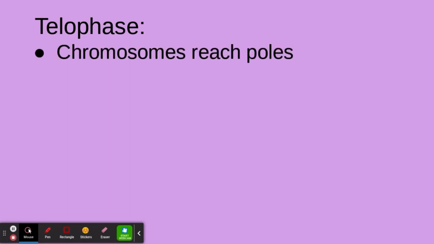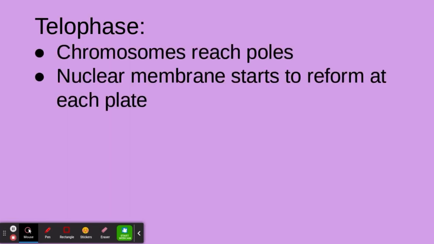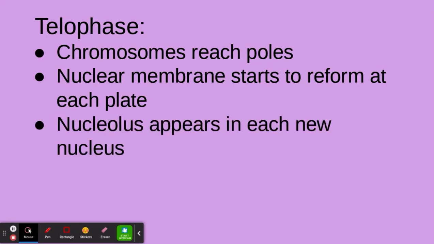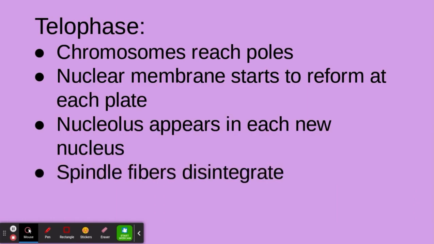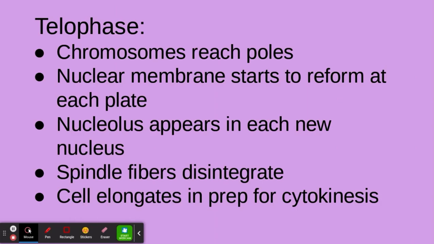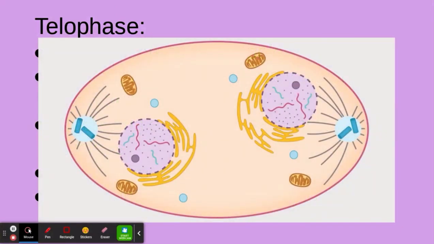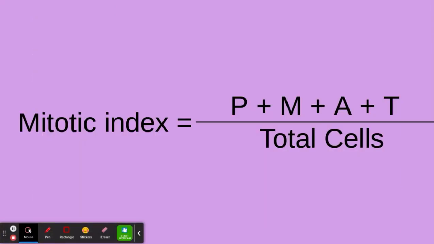Last is telophase. During telophase, the chromosomes reach the poles. The nuclear membrane starts to reform at each pole. The nucleolus appears in each new nucleus. The spindle fibers start to disintegrate, and the cell elongates in prep for cytokinesis. That's what telophase looks like. So to solve for the mitotic index, you can add prophase, metaphase, anaphase, and telophase, and divide the sum of that by the total number of cells.